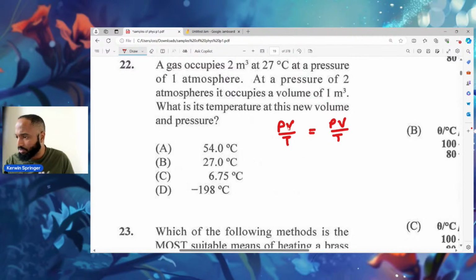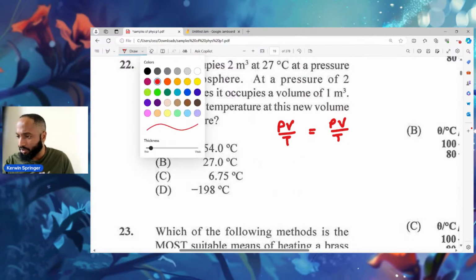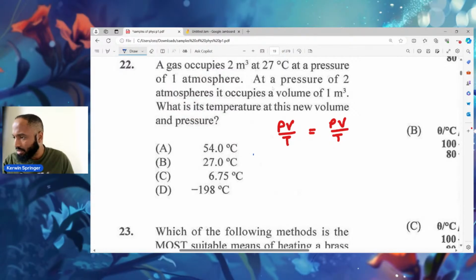So let me get all the P's on one side. Pressure of 1 atmosphere. Since we use, what is the temperature at this new volume and pressure of 2 atmospheres, so we're using the same unit for pressure, so that's okay. That's not going to affect us.